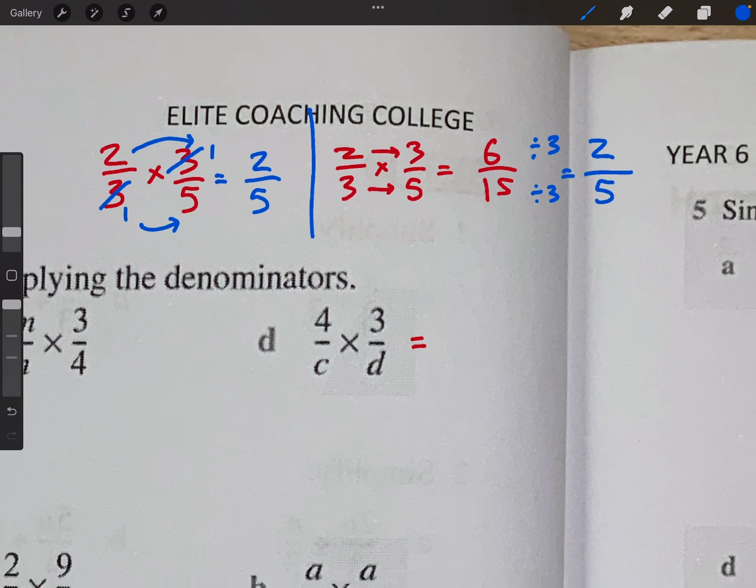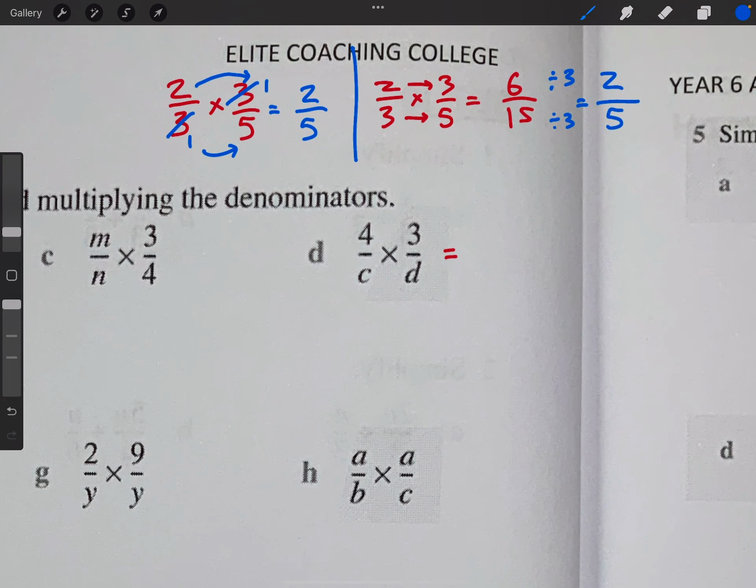There you go. So the best way to do it is this way. Simplify as you do the question. Don't get the answer and then simplify, because that sometimes takes really long.